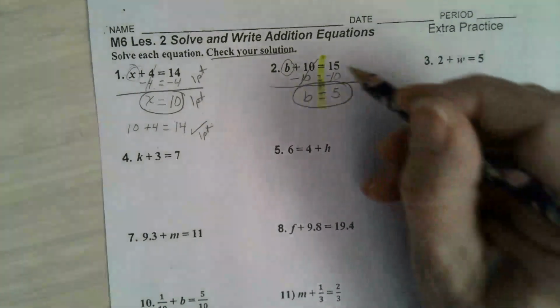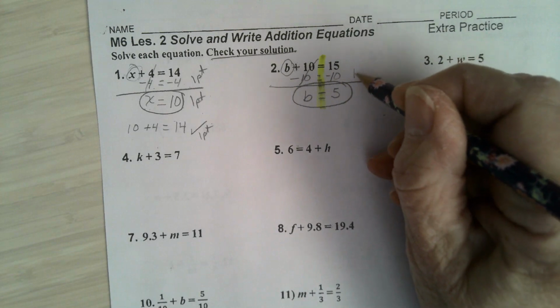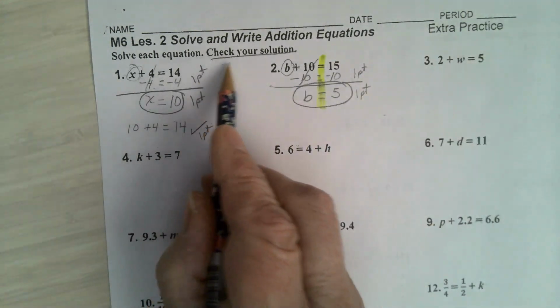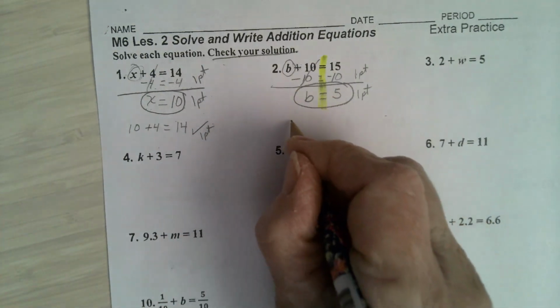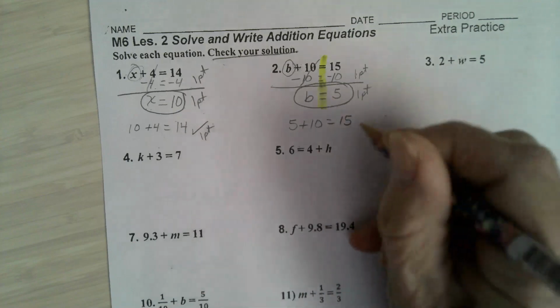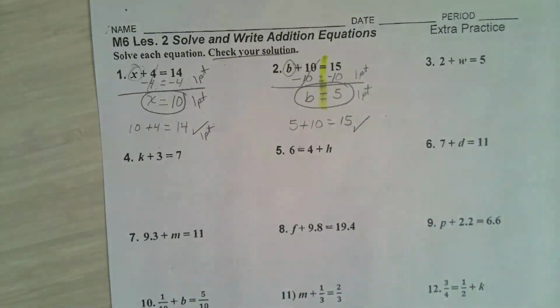Now we have 1 point for the work, 1 point for the answer, and now we have to do the check step. Does 5 plus 10 equal 15? Yes, it does. Let's do number 3.